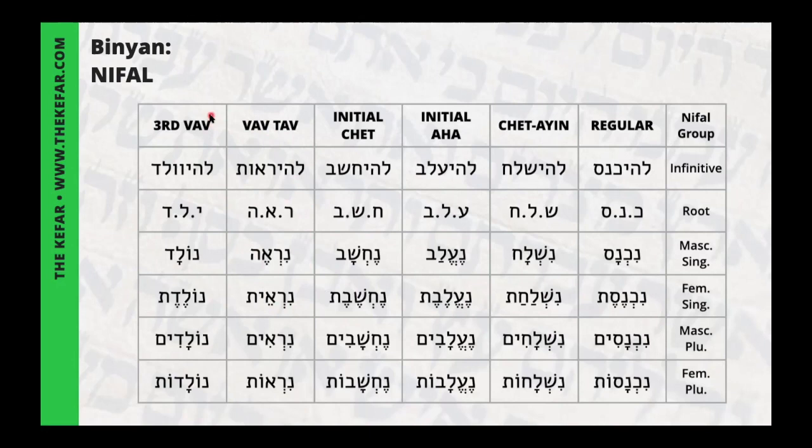And the last group that we covered was the third vav, and these are nifal verbs where the third syllable starts with a vav, and when we find the shoresh, we change that vav into a yod, and the pattern is nolad, noledet, noladim, and noladot.